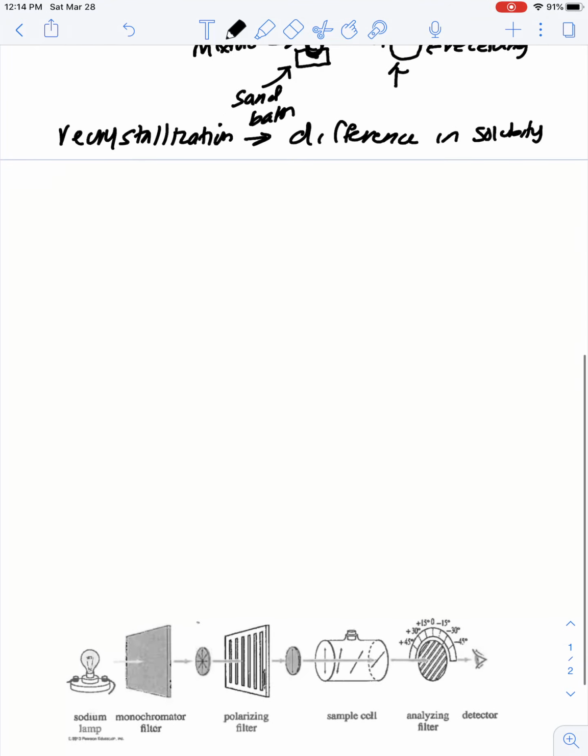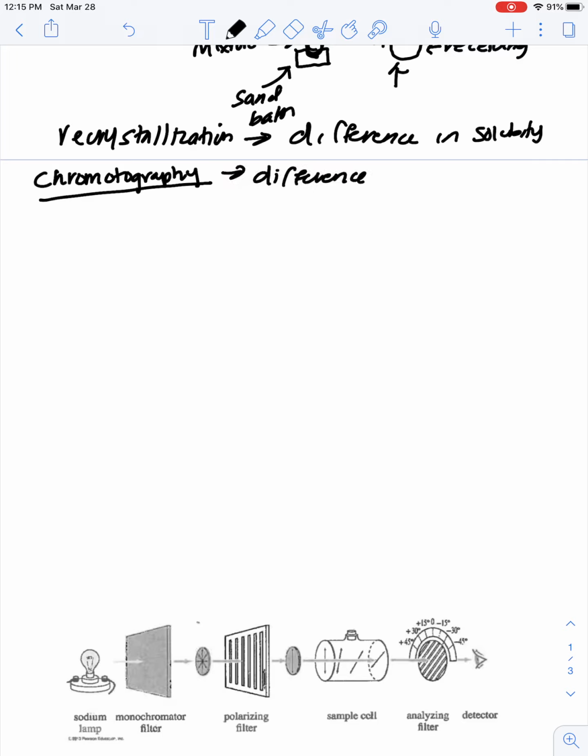So another means of separation is chromatography. Chromatography you guys also did in lab. So column chromatography, you looked at acetylferrocene and ferrocene. And this again will be caused by differences in solubility or even polarity of the compounds, or the diastereomers, that you're separating.